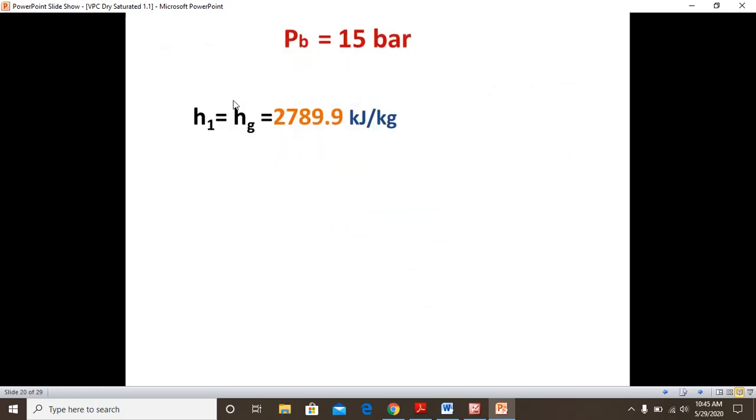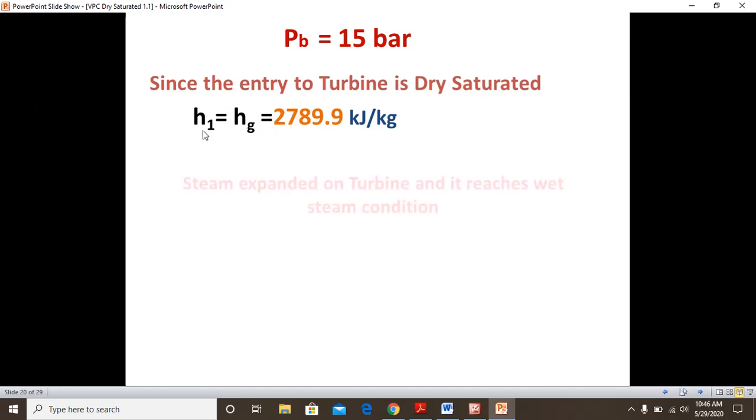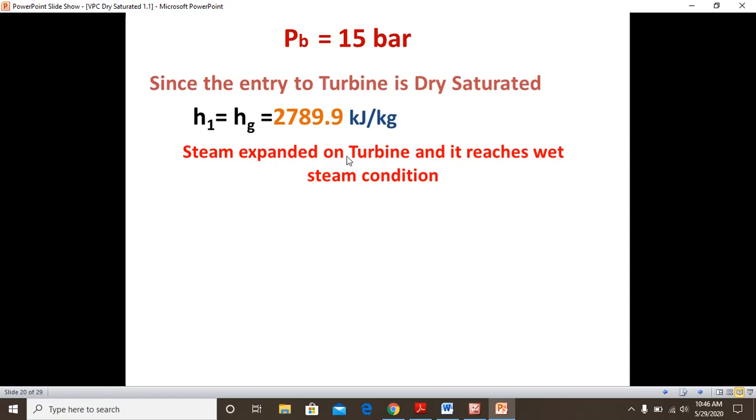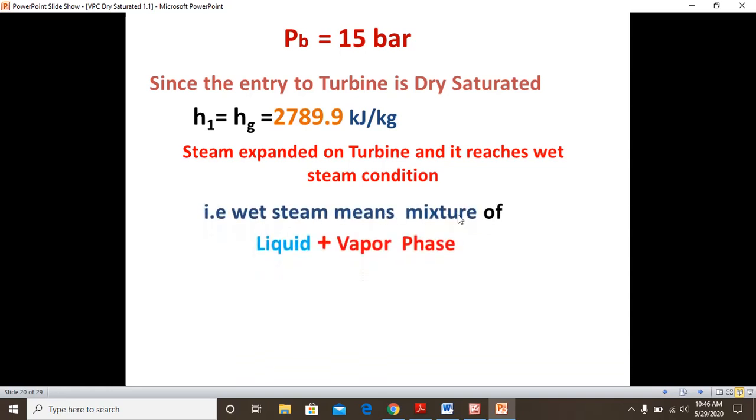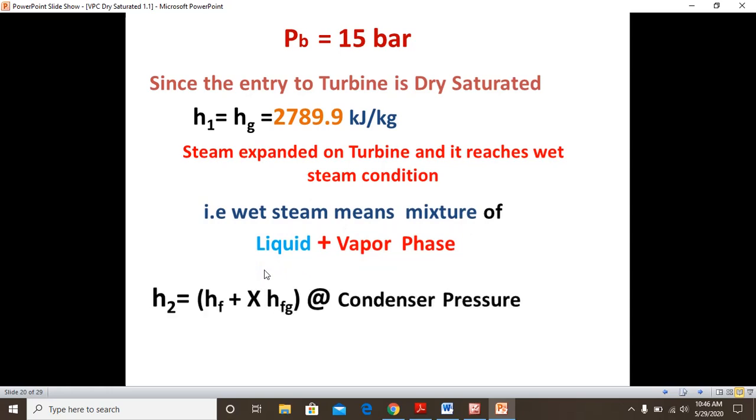Then at 15 bar you have H1 equal to Hg, that is equal to 2789.9 kilojoules per kg. Why is it so? Because the entry to the turbine is dry saturated, therefore the enthalpy H1 is equal to this much. Steam expands in the turbine and reaches the wet steam state. What is wet steam? It is a mixture of liquid plus vapor phase.